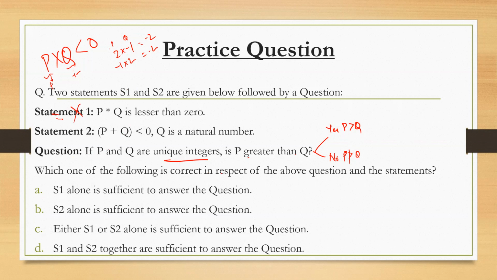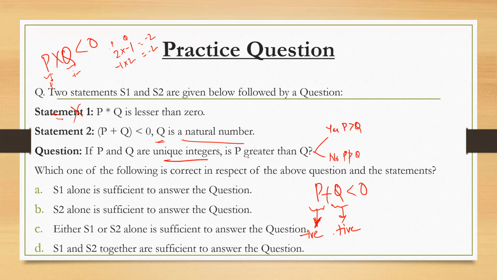Now, what about statement two? Statement two says P plus Q is less than 0. And here Q is a natural number. Okay, so when we talk about Q is a natural number, that means what? This has to be positive. Yes, because natural numbers are 1, 2, 3, 4, 5. Then what can you deduce about the nature of P from here? If P plus Q has to be less than 0 or negative, and Q is positive, then what has to be the nature of P? It should be positive or negative. It has to be negative.